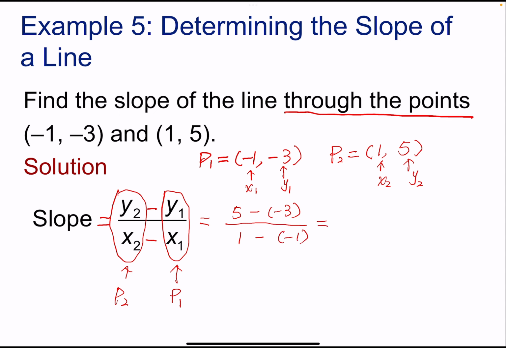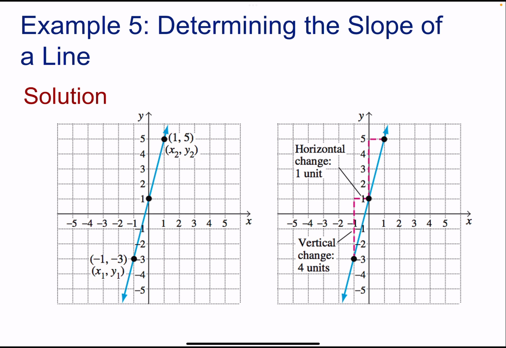So 5 minus -3 is 5 plus 3, and 1 minus -1 is 1 plus 1. We have 8 over 2, which is 4. So the slope of this line is actually 4. That has to be positive, because if you plot the 2 points, one point is (-1, -3) and the other point is (1, 5). When you connect the 2 points, they point in the northeastern direction, pointing forward. So the slope has to be positive.